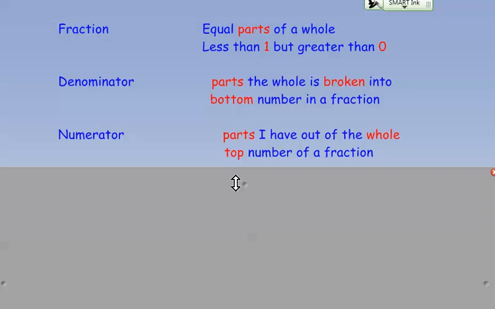The other part of a fraction is called the numerator. It's the parts I have out of the whole. So the denominator is how many pieces we cut that whole into. The numerator is how many of those I'm going to use, and it's the top number of a fraction.